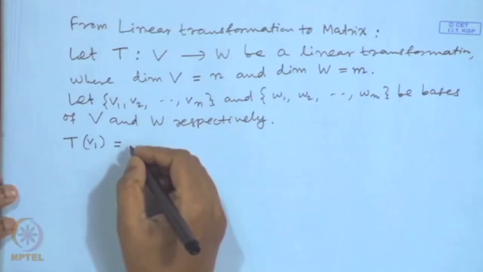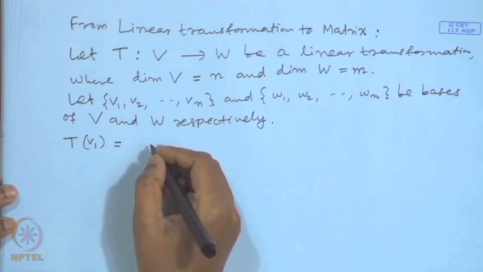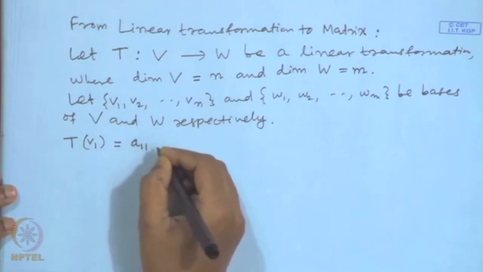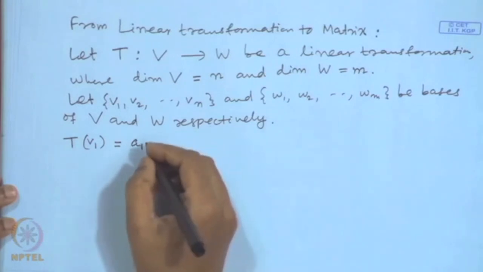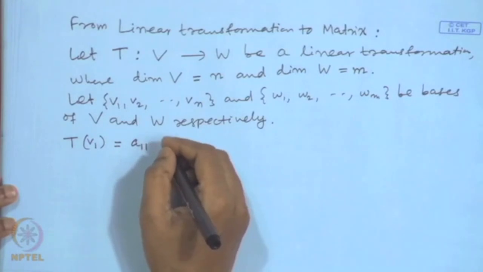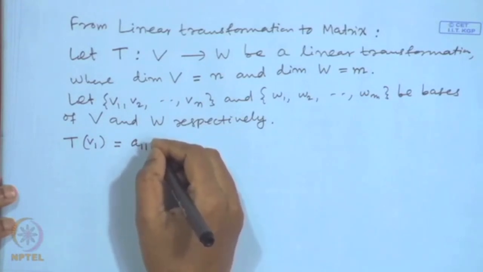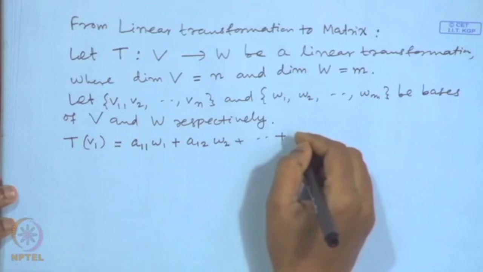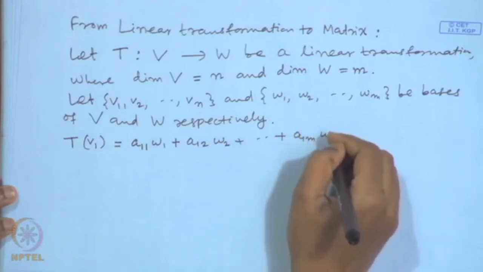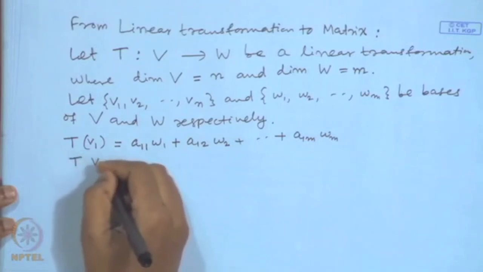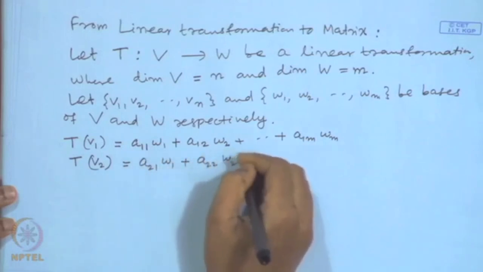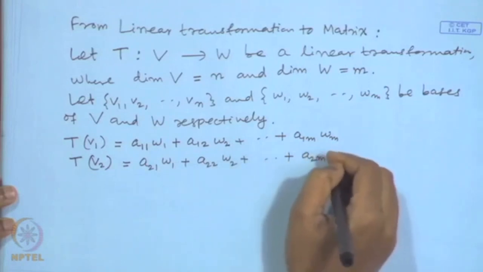So, T of V1 is an element in the vector space W. Therefore, T of V1 can be written as a linear combination of the basis vectors W1, W2 to Wm. Let us consider that linear combination to be like this: T of V1 is equal to A11 W1 plus A12 W2 plus A1m Wm, and T of V2 is A21 W1, A22 W2 plus A2m Wm.